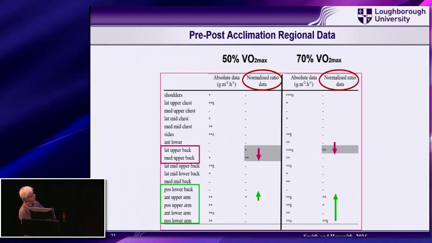But then she normalized the data, so she divided all the numbers for each region by the average value for the whole body, which means then you look at patterns rather than absolute values. And what we did find there is that indeed on the upper back and the medium and the lateral upper back, there was some reduction. So not a reduction in sweat rate, but a reduction in relative sweat rate to the mean of the body.